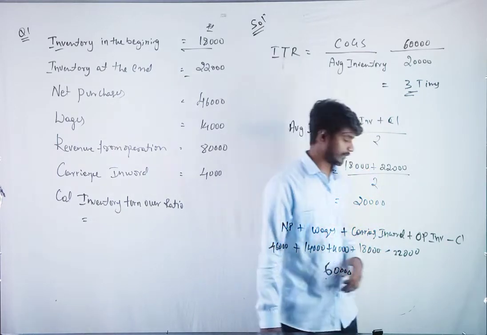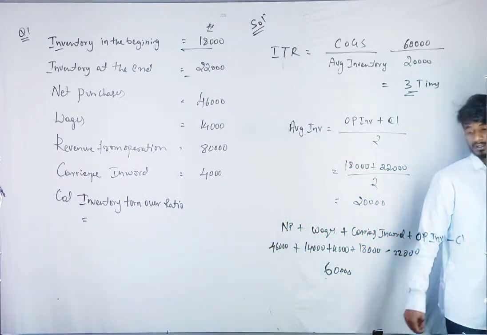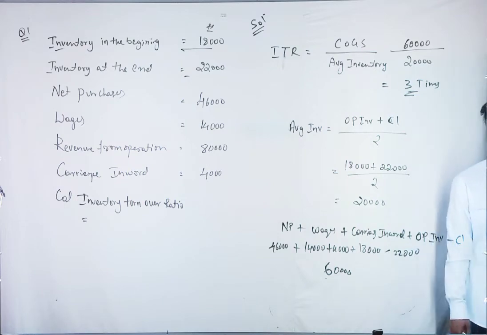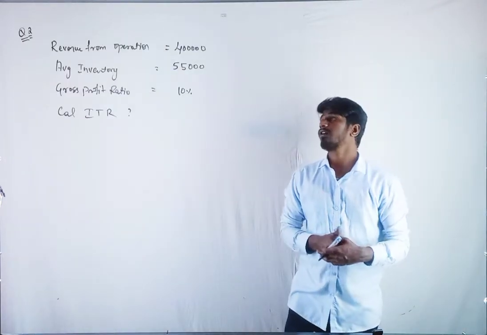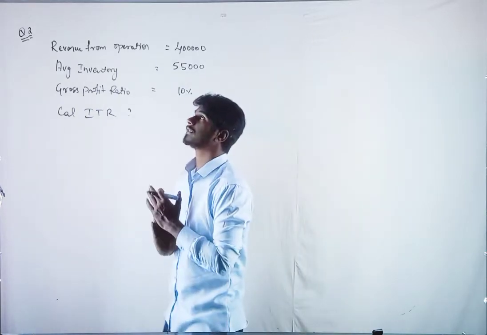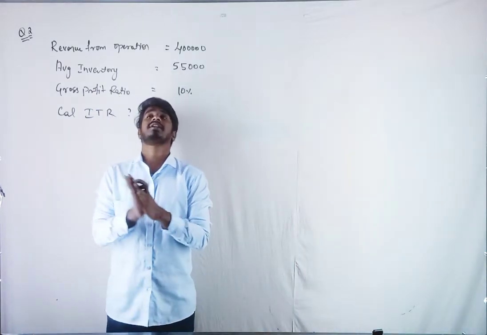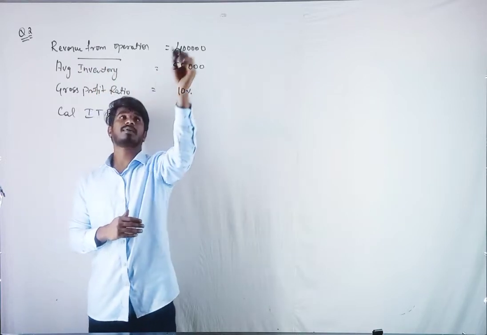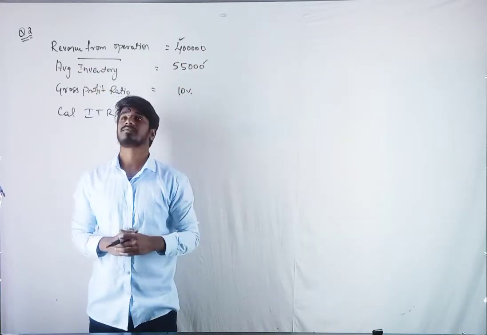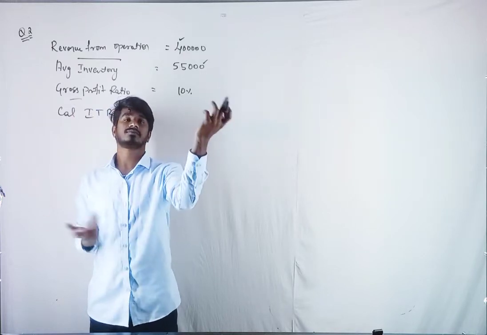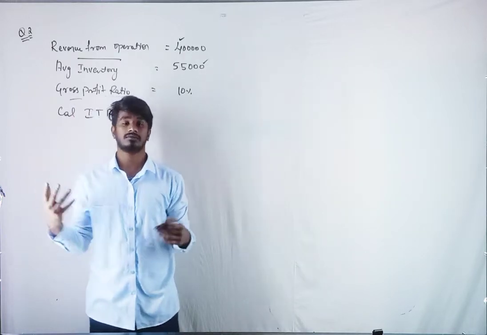Shall we go for question number 2? You can take down the question solution. Yes, the second question is on the board. Let us discuss the question. What they have given: revenue from operation, fine. Average inventory, straightforward. Gross profit, okay. There is nothing to do with this.